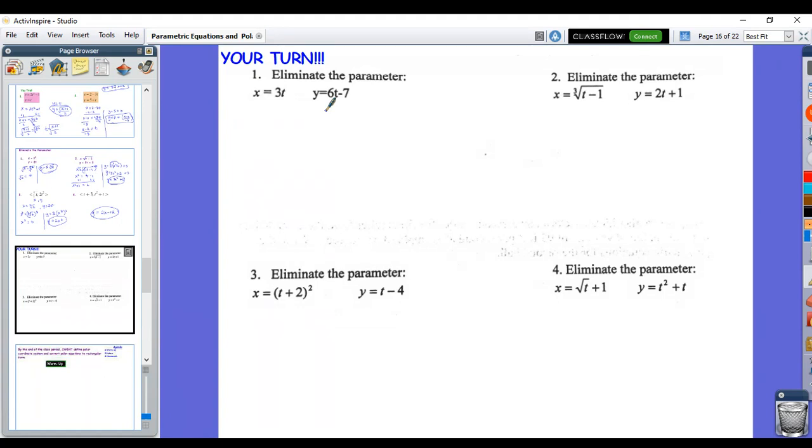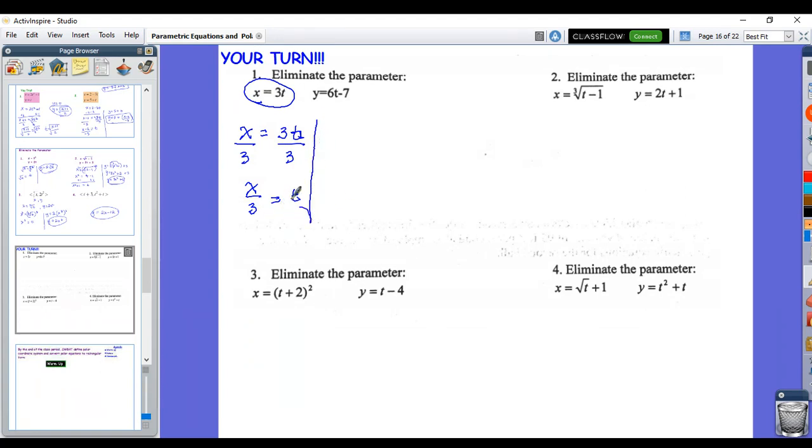Keeping in mind, if you can remember in our previous video, we will take the x component and solve for t. And once we solve for t, we're going to plug that t into our y component. So let's go ahead and solve for t from our x component. So x equals 3t. Since I'm solving for t, I'm going to divide both sides by 3. So I will have on the left side x over 3 is equal to t because 3 divided by 3 is equal to 1. So your t is equal to x over 3.